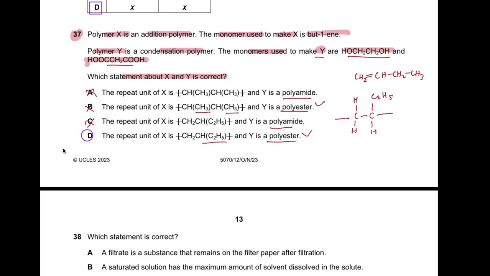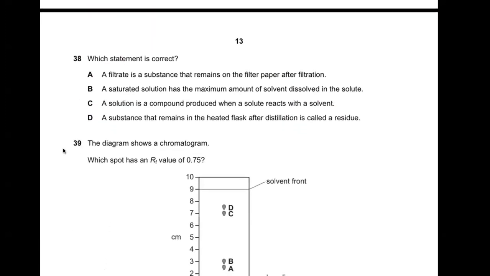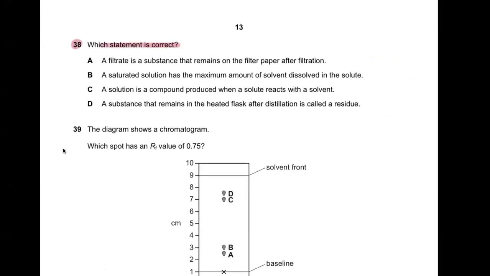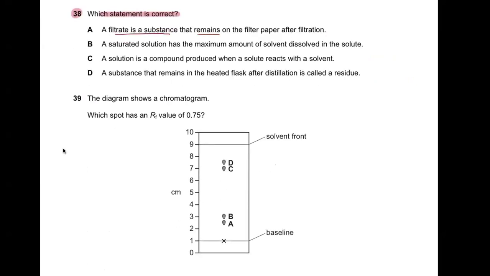Now MCQ number 38. Which statement is correct? Okay. A filtrate is a substance that remains on the filter paper after filtration. No, filtrate is a solution which passes through the filter paper. So A is wrong. A saturated solution has a maximum amount of solute dissolved in it, not solvent. A solution is a compound produced when solute reacts with solvent. No, a solution is not a compound, it's a mixture. So it means we are only left with the correct option, that is D.